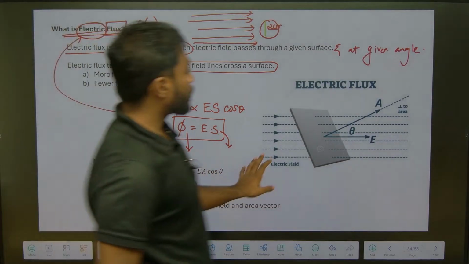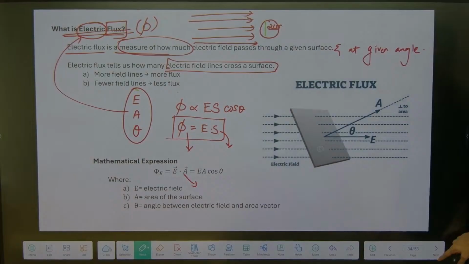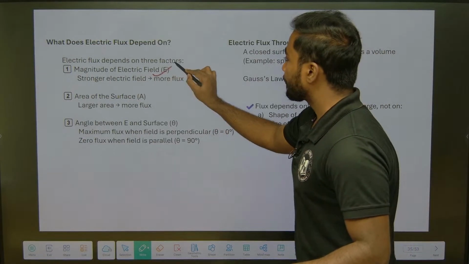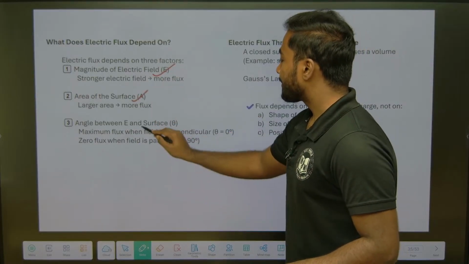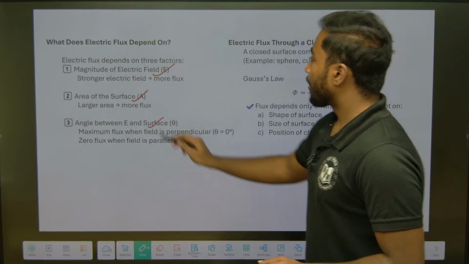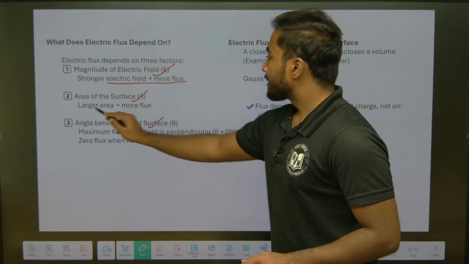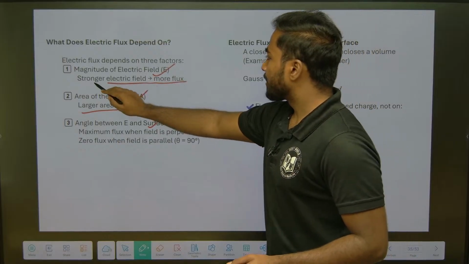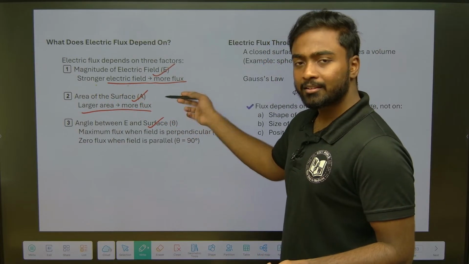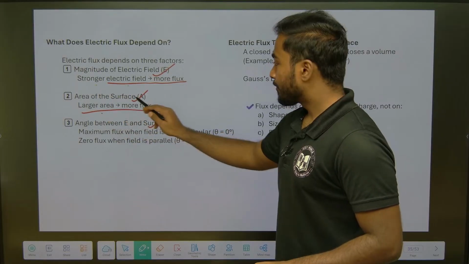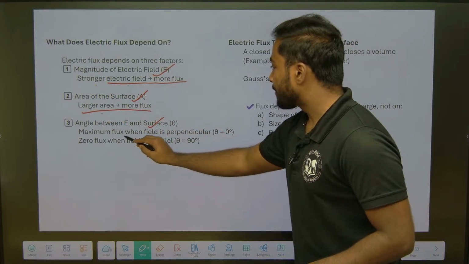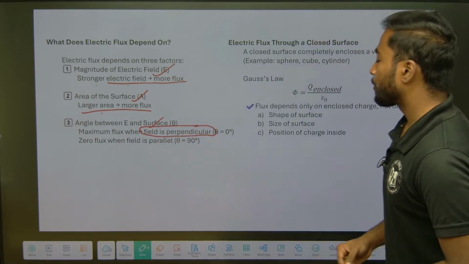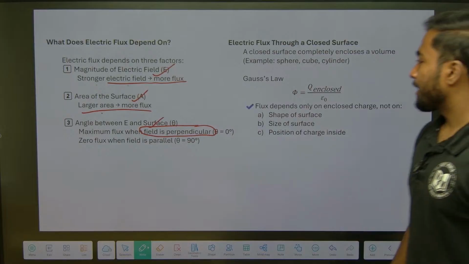Okay, this is about electric flux and the formula. So what does electric flux depend upon? It depends upon the electric field, the surface area and the angle between them. A stronger electric field gives more flux, a larger area gives more flux, and vice versa: a lesser electric field gives less flux, and a smaller area gives less flux. Maximum flux when the field is perpendicular, and zero flux when the field is parallel.